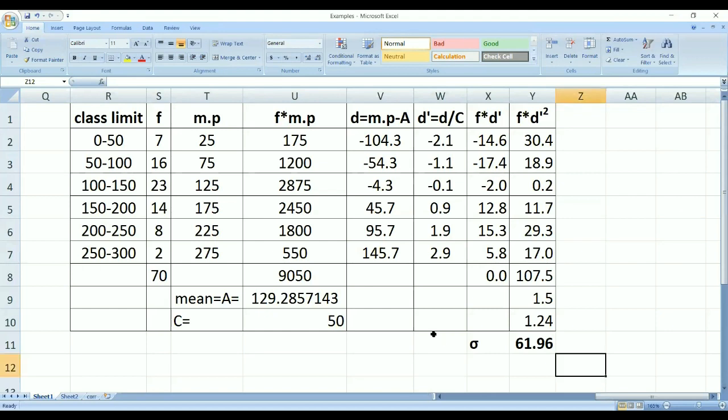You can see the Excel sheet. We have stopped here. We have calculated f dash d dash, f dash d dash square. If you put these values in this formula, you will get this answer, 61.96.